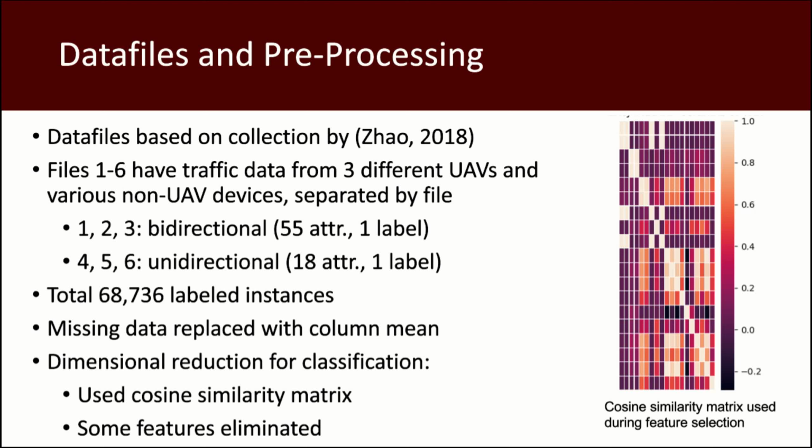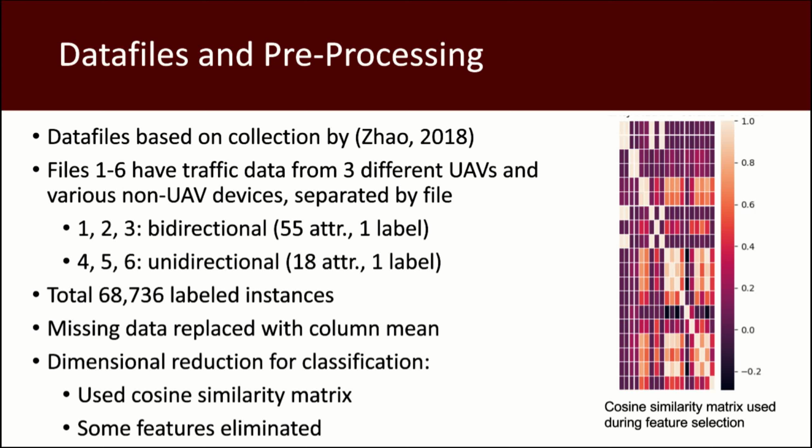Files 1, 2, and 3 are bidirectional, so that means they measure the packet size and the packet inter-arrival time to the receiver, from the receiver, and the total, which comes out to 55 attributes and 1 label. Files 4, 5, and 6 are unidirectional, so they measure only in one direction, which causes it to be 18 attributes with 1 label. In total, we have over 60,000 labeled instances to do data mining on.